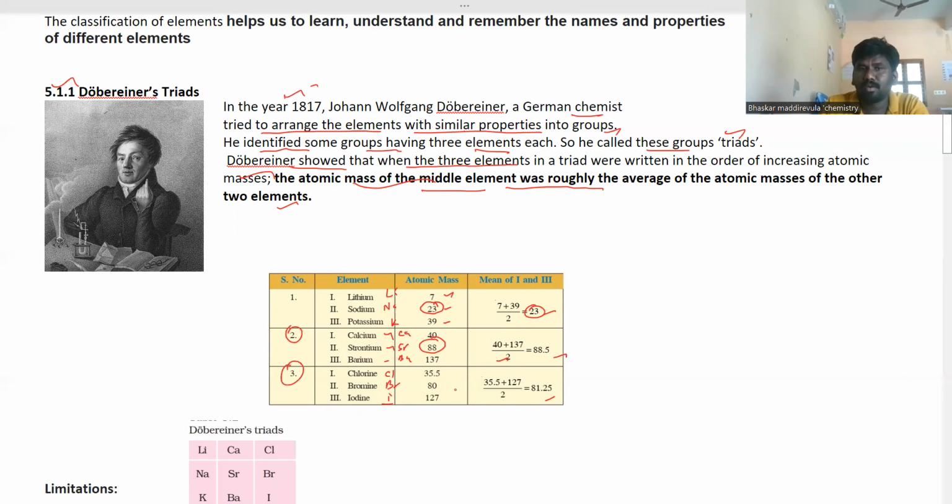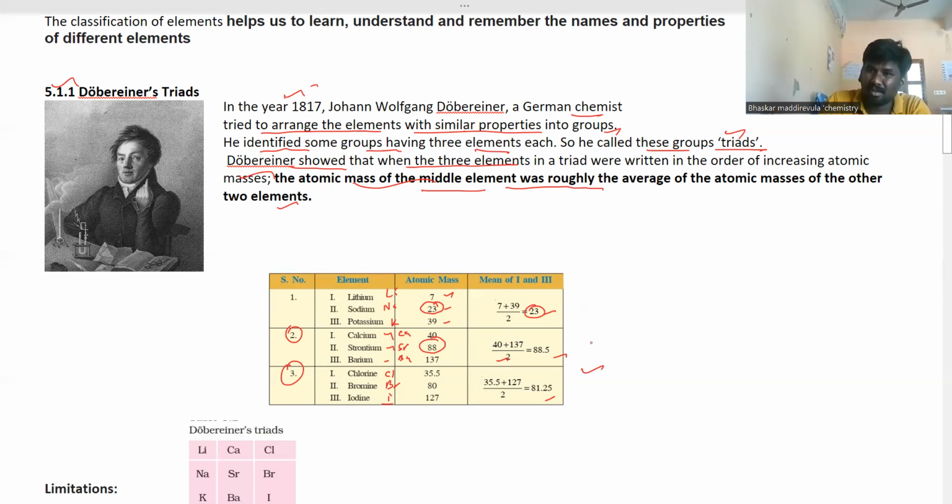Okay. So I think you understood what he called the Dobereiner triad. He tried to arrange the elements with similar properties in a group, and he identified some groups having 3 elements each, and he called them a triad. He also showed that when the elements in a triad are written in increasing order of their atomic masses, the atomic mass of the middle element was roughly an average of the atomic masses of the other two elements. That is Dobereiner's principle.